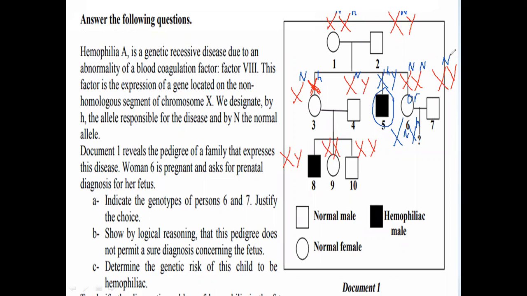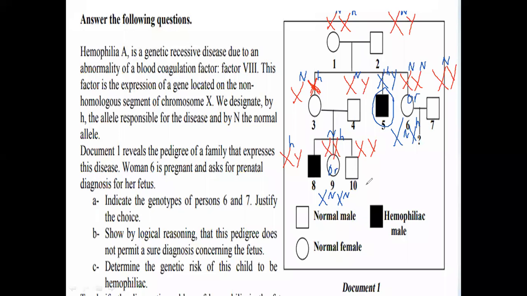So the allele of the disease is found in the non-homologous region of X. So the genotype should be what? XNY or XHY? XHY, very good. Individual 9 is normal. So it can be what? She is a female with two X's, so what is her genotype? XNXH, okay, this is the first possibility, or it can be XNXN. Very good. So it has two possibilities, either XNXN or XNXH.